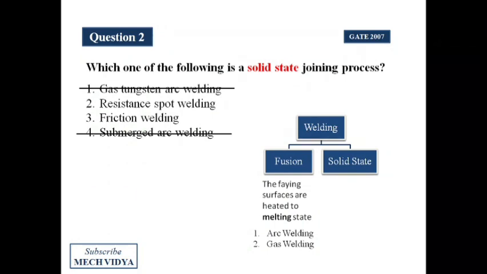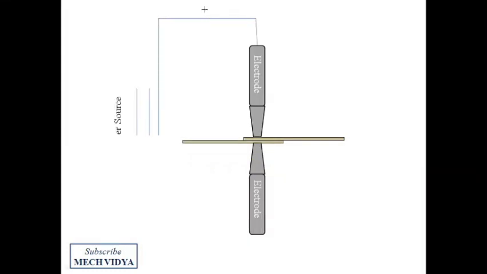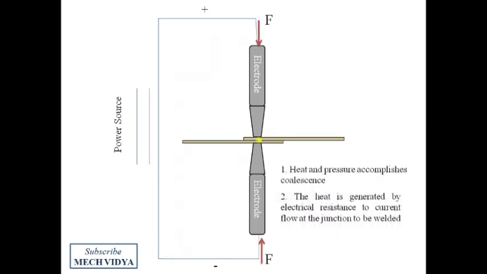Now, solid state welding means the faying regions are heated to a plastic state. Plastic state means heating a metal below its melting point so that it becomes soft. So let us see the resistance spot welding now. It is a technique where with the help of two copper electrodes we do the welding. When the electricity passes in between the workpieces, the resistance in the workpieces gives rise to heat, and this heat along with the pressure results in a welding in between the workpiece.